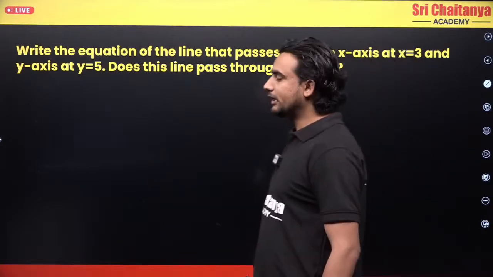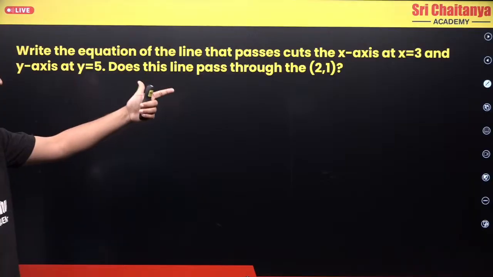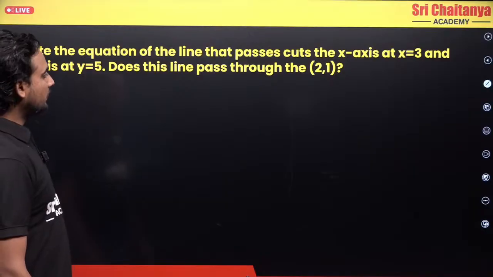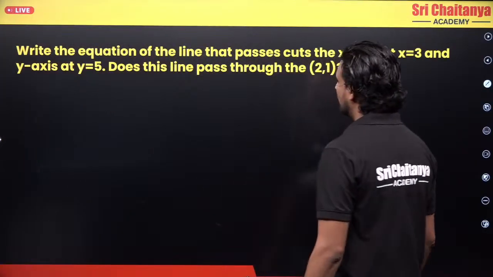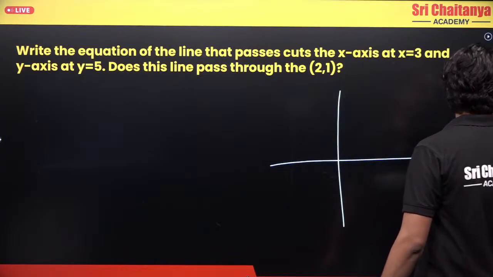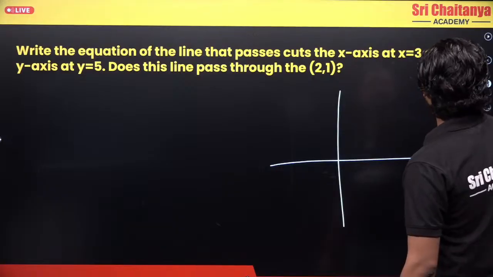Next question is, write the equation of the line that passes or cuts the x-axis at 3 and the y-axis at 5. Does this line pass through 2 comma 1? Okay, so now what is he giving us? Okay, let's draw this line first. So first of all, it cuts the x-axis at 3.